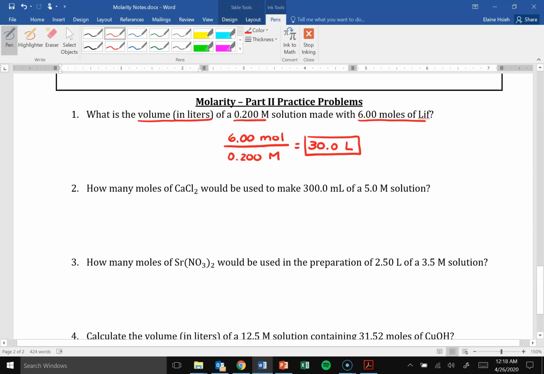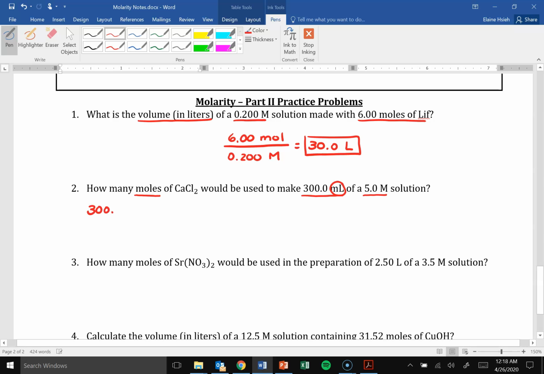Number 2, how many moles of CaCl2 would be used to make 300.0 milliliters of a 5.0 molar solution? So we're looking for the moles of the solute, and we are given 300.0 milliliters, so we need to convert milliliters to liters, and we're also given 5.0 molar, that's our molarity. So the first thing I'm going to do is convert the milliliters to liters.